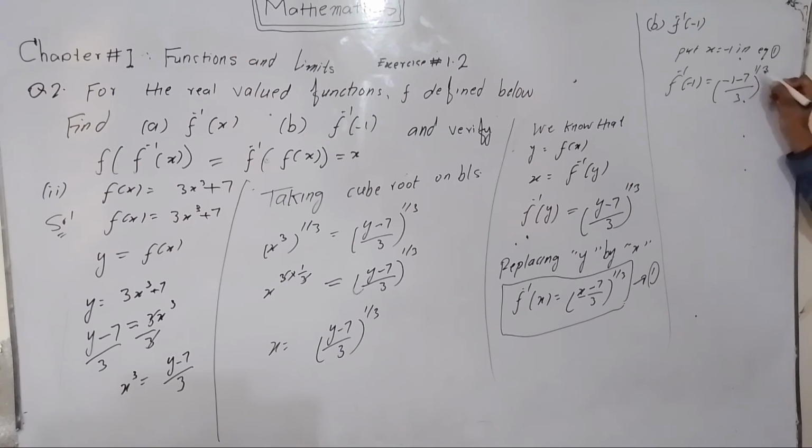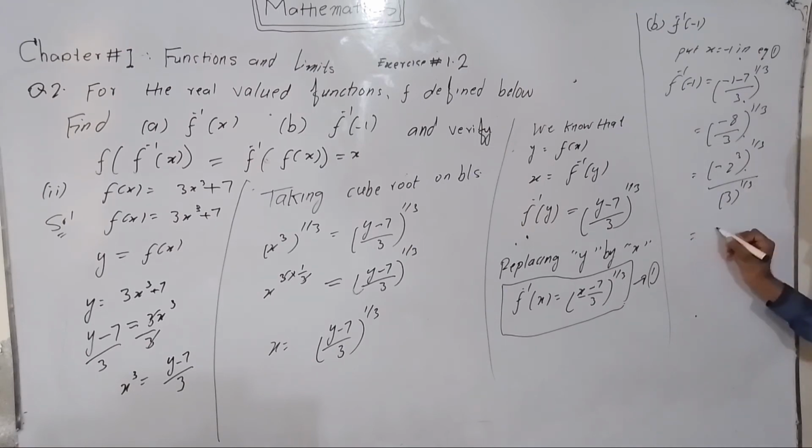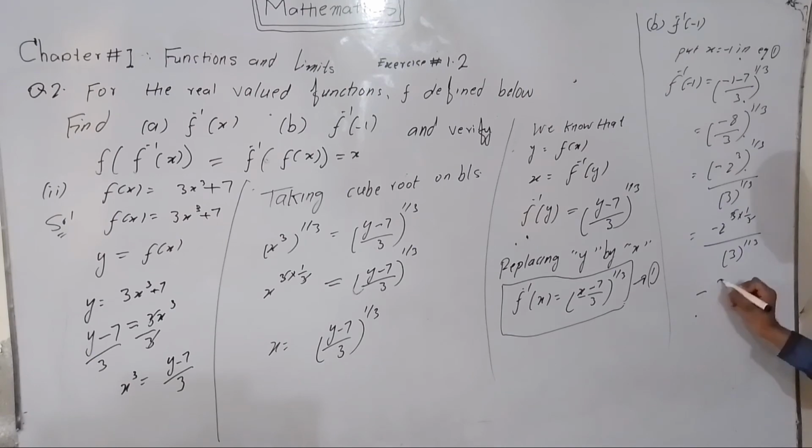whole cube root, is equal to minus 8 divided by 3 whole cube root, is equal to minus 2 cubed, whole one-third power, divided by 3 cube root, is equal to minus 2 divided by 3 power 1 divided by 3. So f inverse of minus 1 is equal to minus 2 divided by cube root of 3.